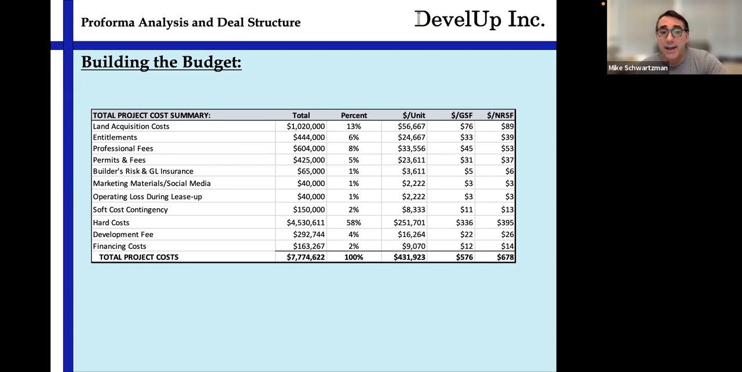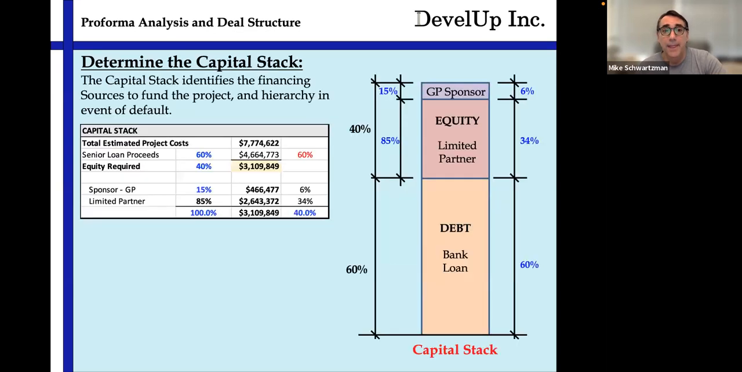So we can establish our total project costs, which is critical for our analysis. And then once we know what we've got to do, in this case, now we can start to determine our capital stack. And in this situation, I want to demonstrate two aspects to this. On the one side, we know we've got $7.7 million, $7.8 million rounded.